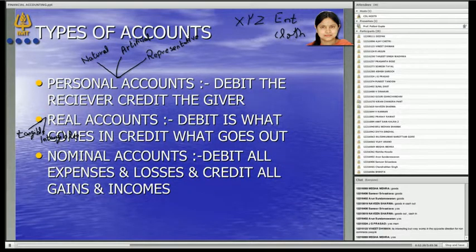Okay. Let's come to the fifth entry. Purchased furniture and paid by check rupees 5,000.